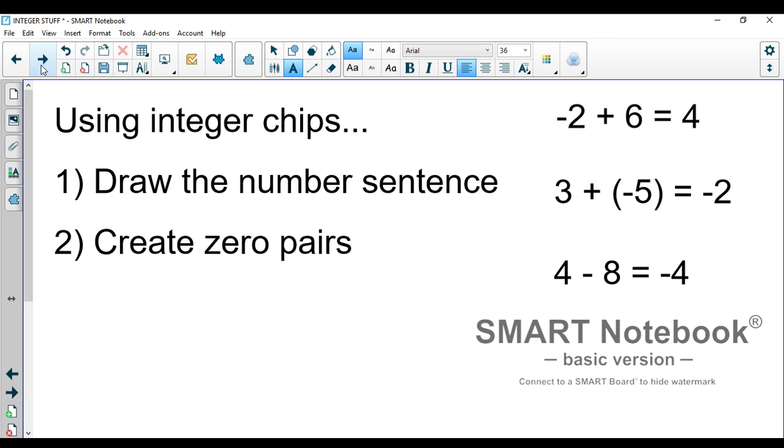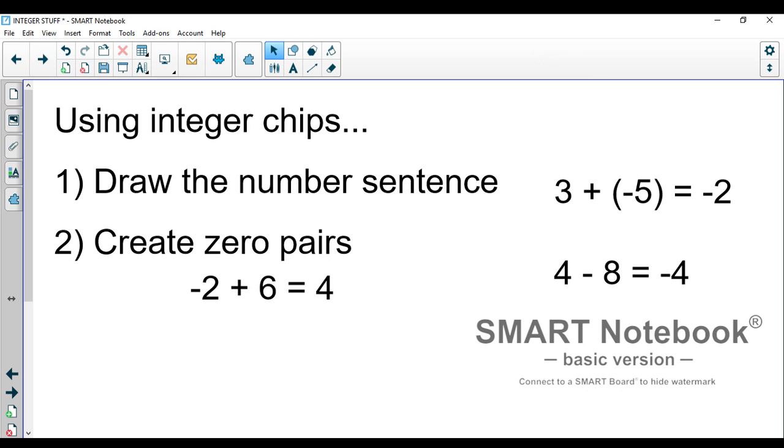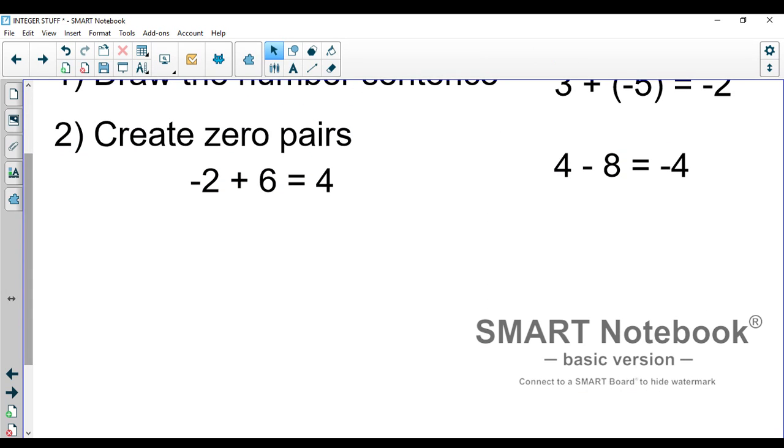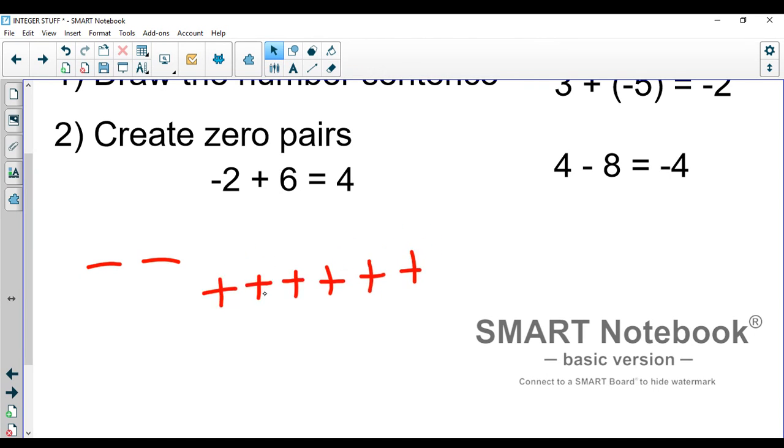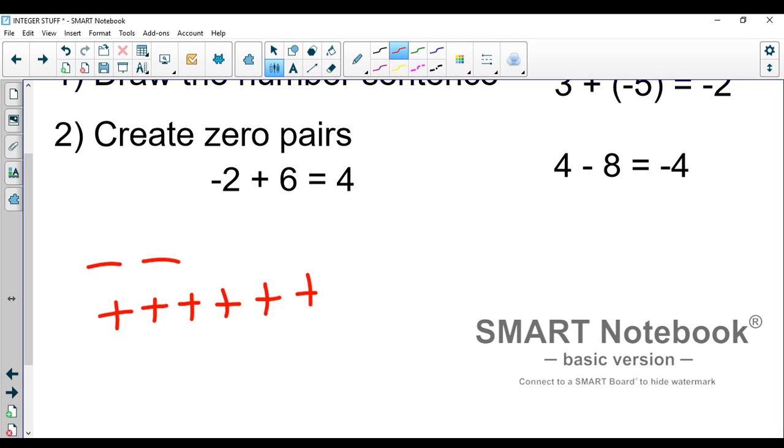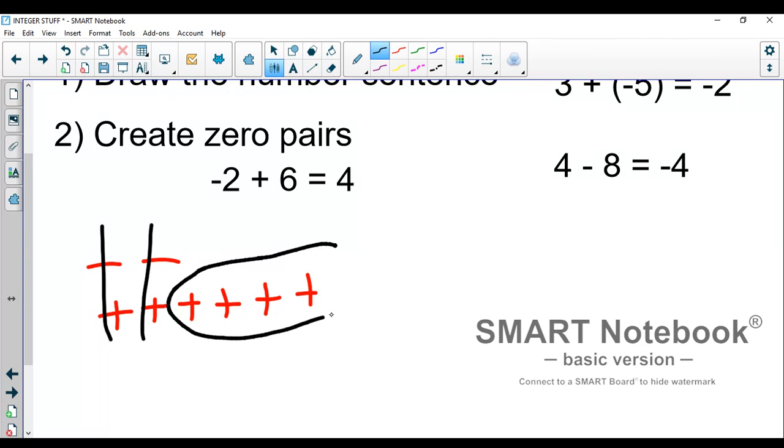So we'll show these using integer chips again, just as a quick refresher for everybody. And they actually have the answers with them, just so you can see kind of how it works. So negative 2 plus 6 means there's 2 negative chips and 6 positive chips. 1, 2, 3, 4, 5, 6. So when I take a look at this, I have 2 negatives and 2 positives that are going to form zero pairs. They're going to cancel each other out. These will cancel and these will cancel. And what you're left over with are 4 positives.